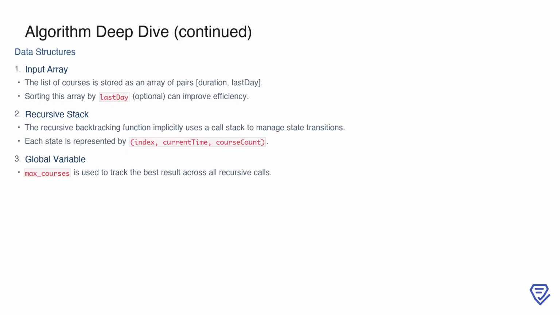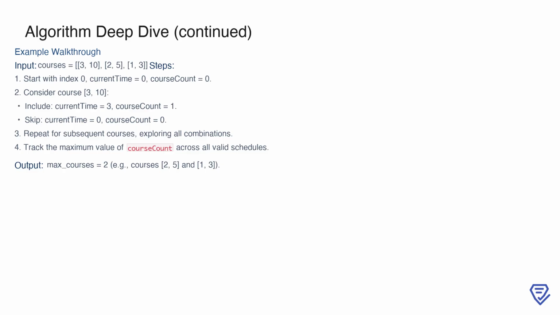Each state is defined by the current index, the accumulated time, and the number of courses taken. Additionally, we use a global variable, max_courses, to track the best result found across all recursive calls. This variable is updated whenever we encounter a new maximum during our exploration. Together, these data structures facilitate the systematic exploration of all possible course combinations while ensuring that our results are consistent and valid. To better understand how the algorithm works, let's walk through an example.